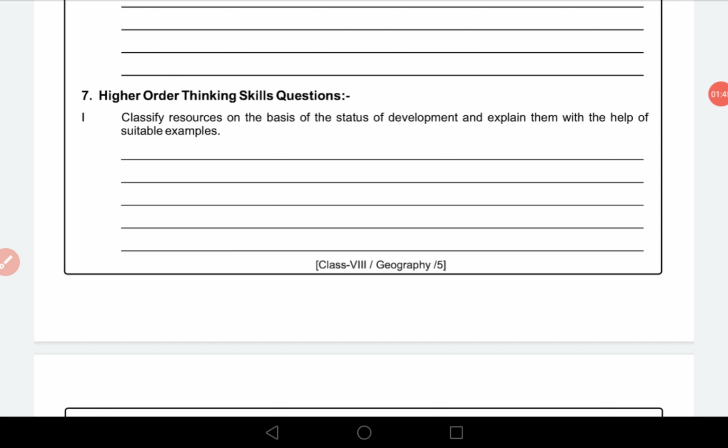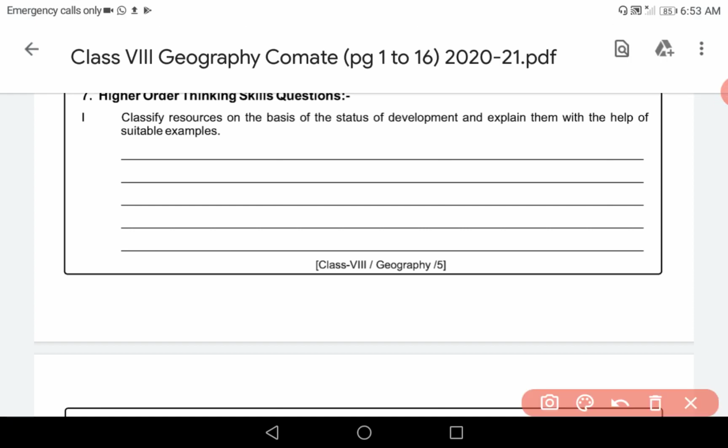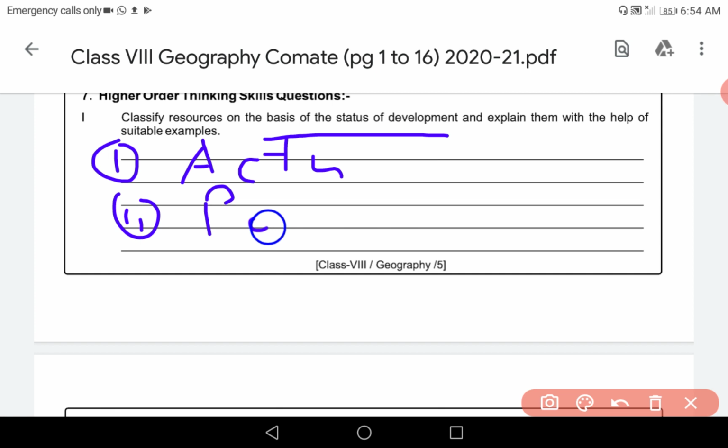Question number 7. Classify resources on the basis of status of development and explain them with the help of suitable examples. On the basis of status of development, resources can be classified as actual resource, and second is the potential resource. So on the basis of status of development, the resource can be classified as actual resource and potential resource.